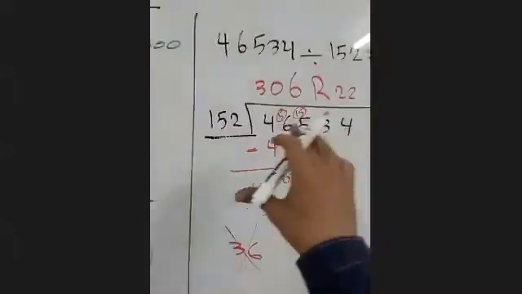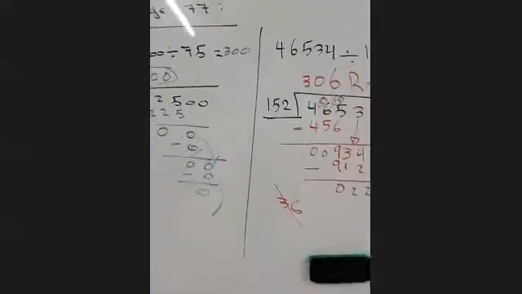Now, else, everything is normal. Everything is normal. Everything like what we did in the previous lessons, but with a little bit bigger numbers, that's all.